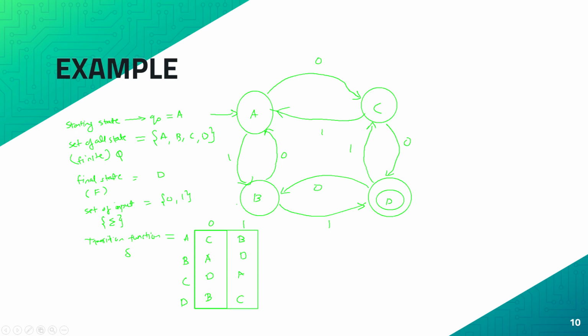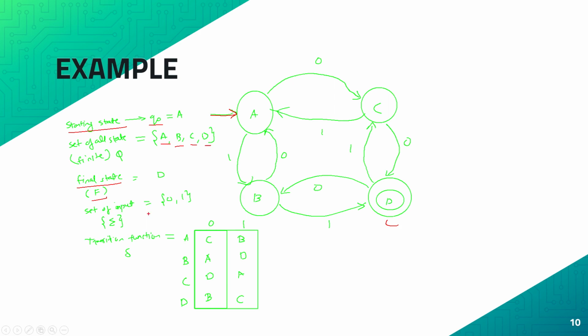I hope you got the basic terminology. First we have got our starting state. You represent it using Q0. What is the starting state? A, correct? Because we have marked the arrow over here. Then we have the finite set of all the states that are present in this DFA, that is A, B, C and D. And how we represent it? Using capital Q. Then we have got something called the final state. We represent it using F, which is state D over here, because we have a double circle.